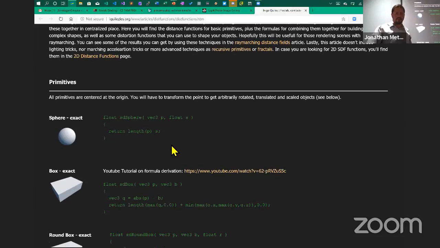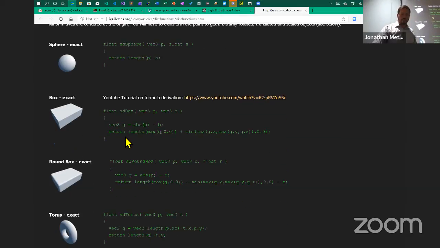So over here, we have a sphere. So length of P minus S, S is the radius. Well, actually radius squared, I guess. Oh no, that is just the radius. We can take the length of P minus S, because if you take the length of a vector, it involves a square root, okay? So the signed distance function for a sphere is length of P minus S. Whatever your point is, if you're far out from the object, we're just measuring the distance to see if it's inside the sphere.